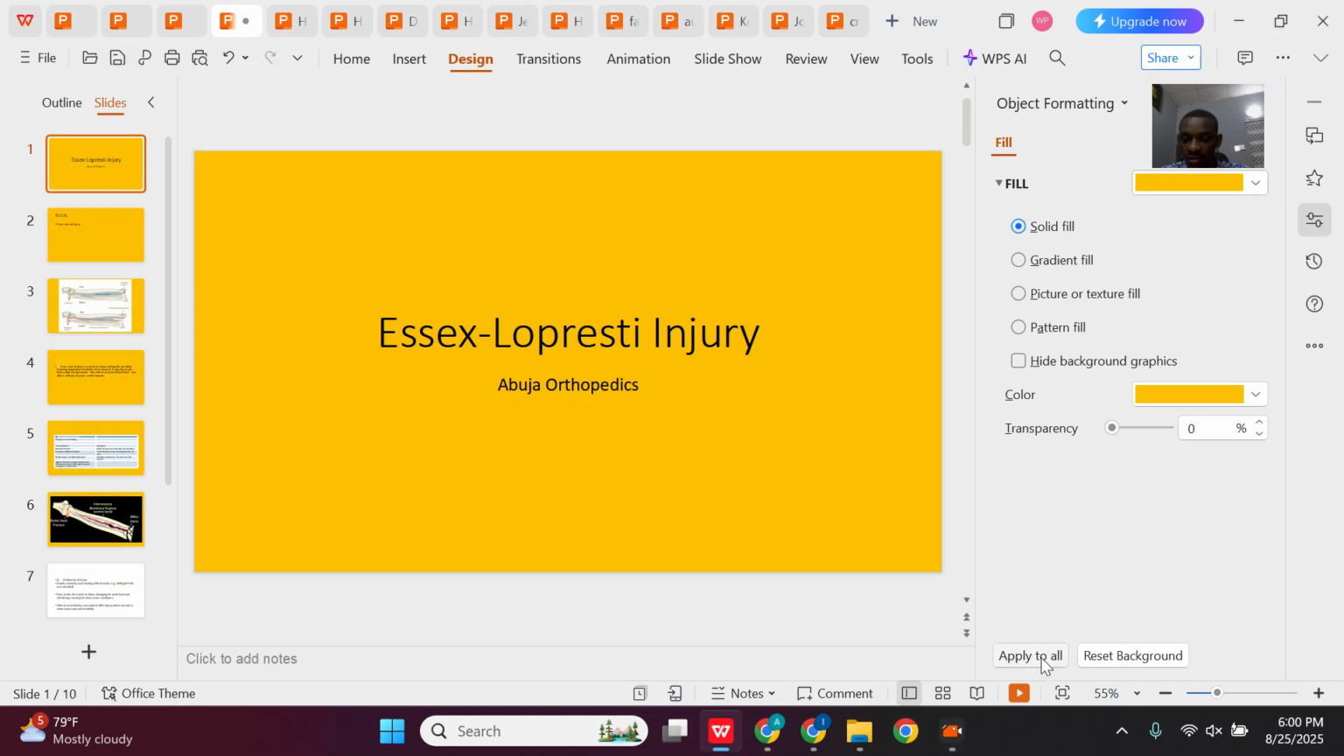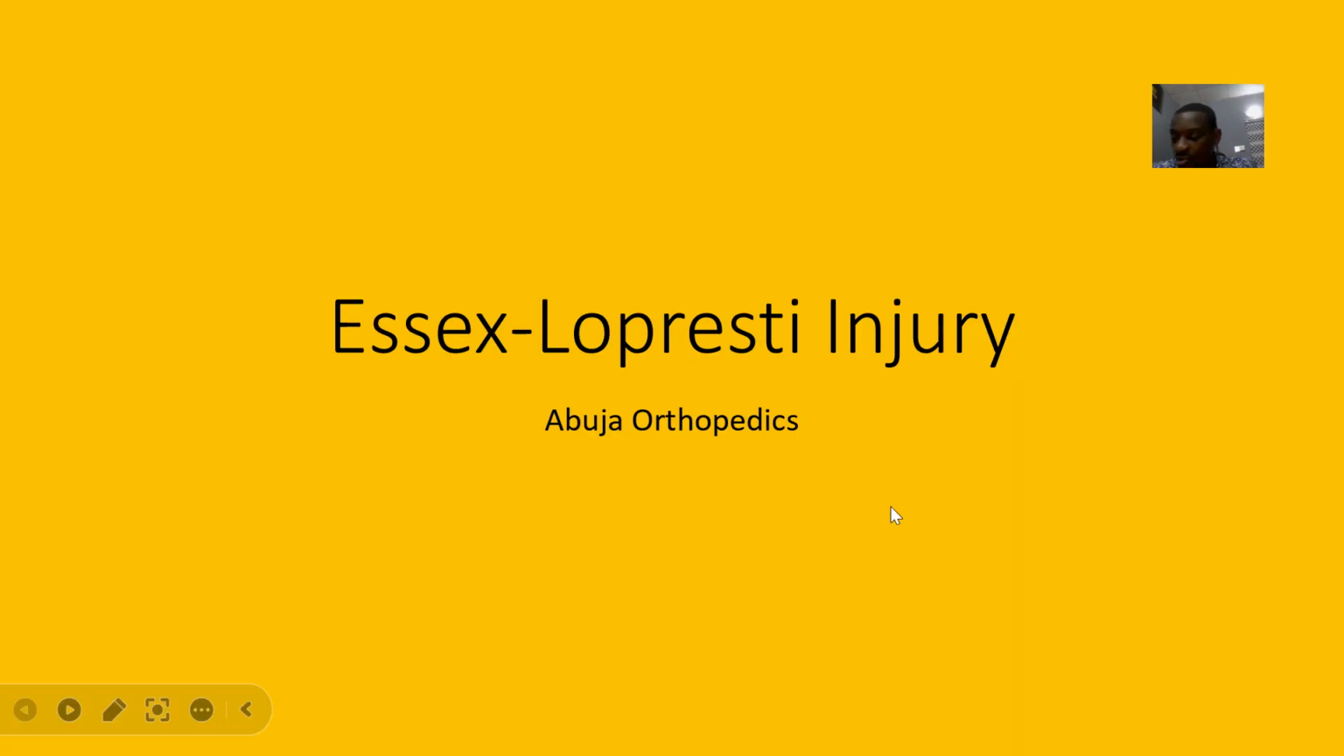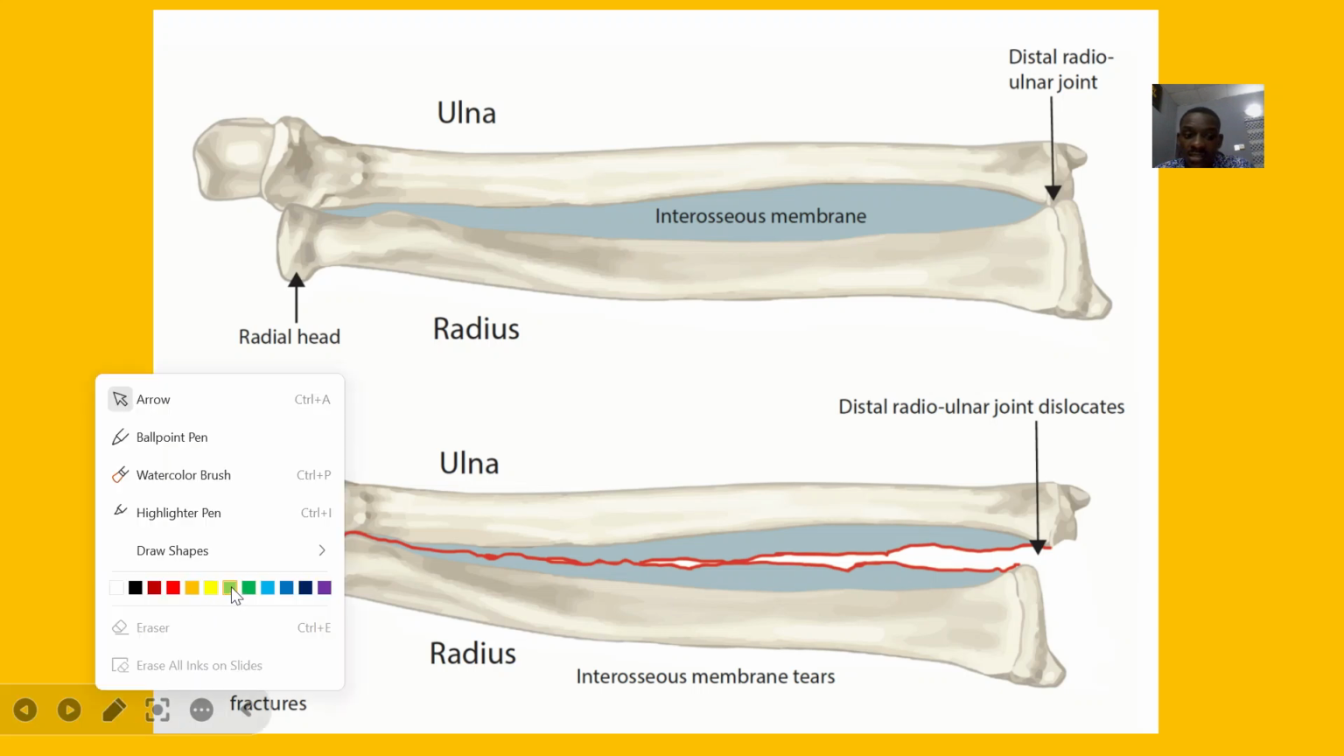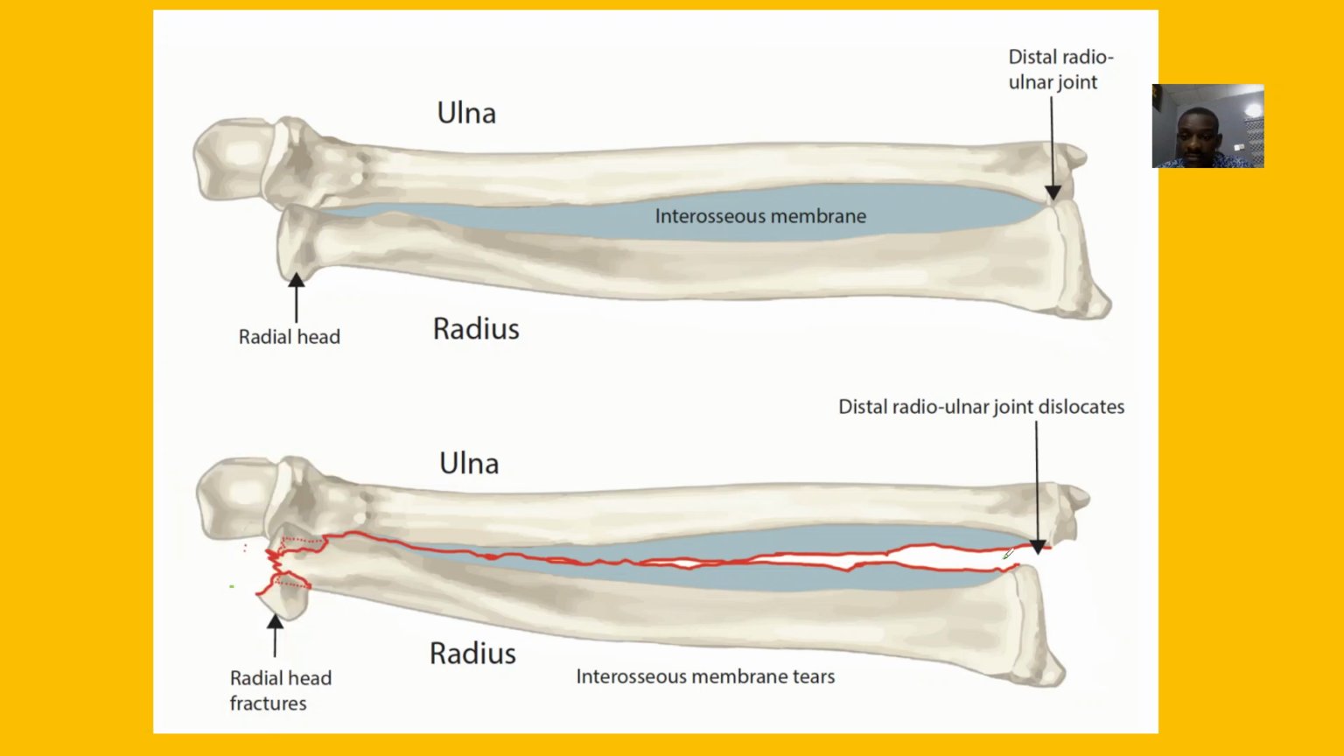Alright, so the next injury we'll be discussing is what is known as the Essex-Lopresti injury. So this Essex-Lopresti injury is quite simple. It just has to do with a tear in the interosseous membrane.